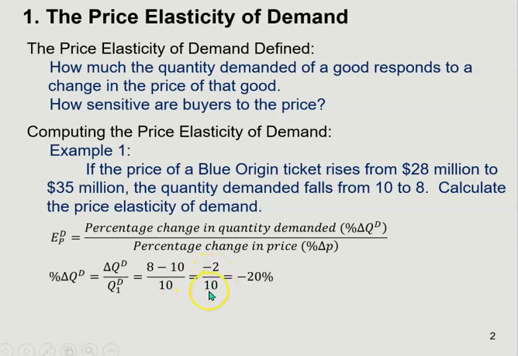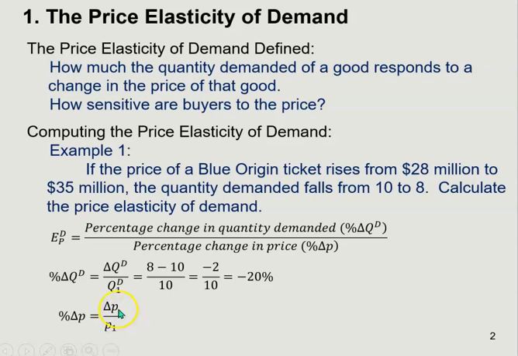So here you get the minus 2 over 10, so it's minus 20%. Once again, the minus sign here represents the decrease in quantity demanded. Later, you will realize that this minus or plus sign doesn't matter, because when we look at the elasticity, we always look at the absolute value.